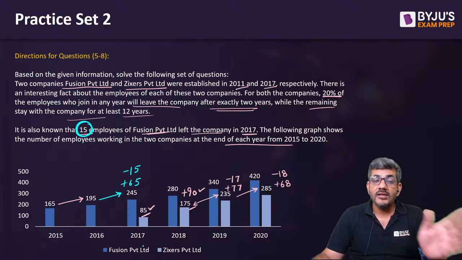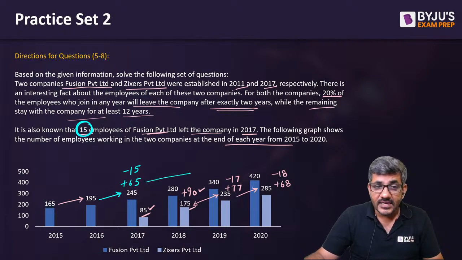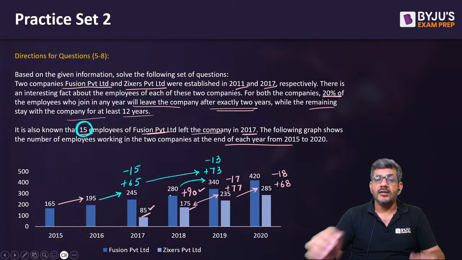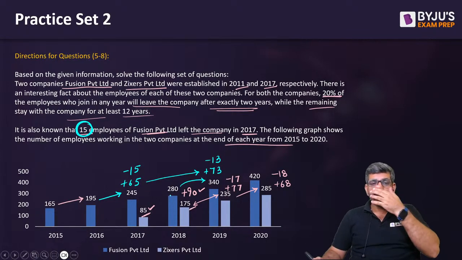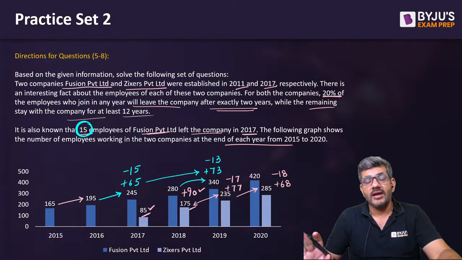15 people left, 65 would have joined. Out of these 65, 20% are going to leave after 2 years. That means 13 are going to leave over here. But I see an increase of 60 in the workforce. That means 73 people would have joined. 73 came, 13 left, only then do we get an increase of 60 in the total workforce. So using this data now, I have to answer the questions.